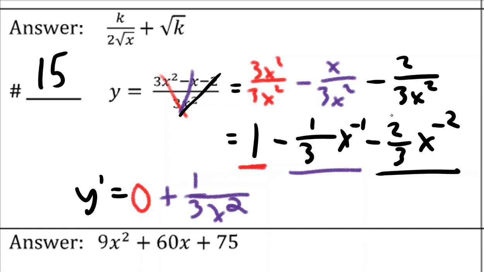And over here, bring the power down, lower the power by 1, and then move it to the denominator to make it a positive exponent. Of course, adding 0 doesn't do anything, so I don't expect to see that as part of one of the answer choices. But is this how one of the cards looks, or do we need to simplify more?